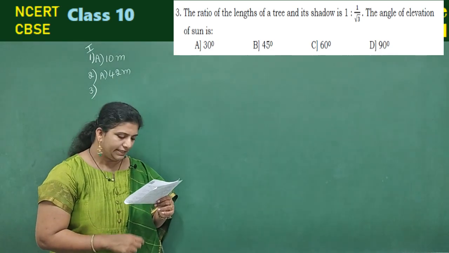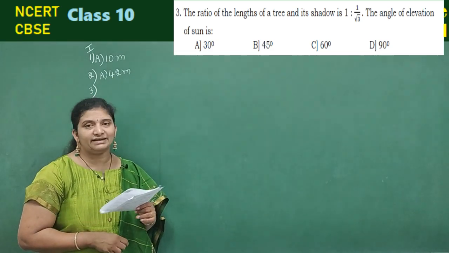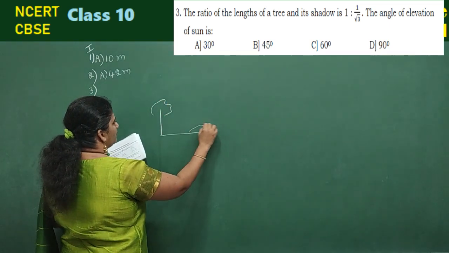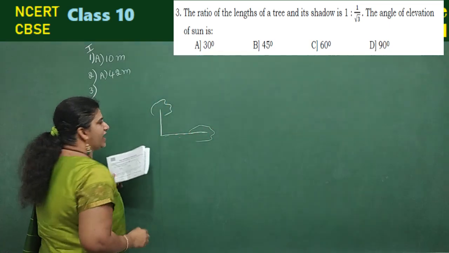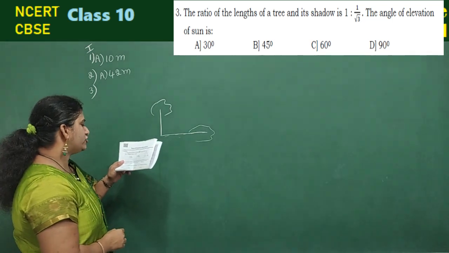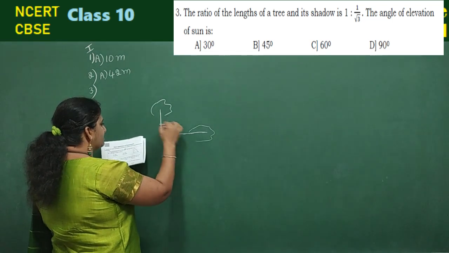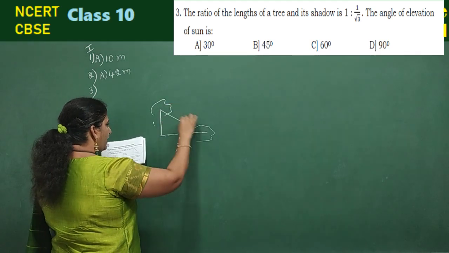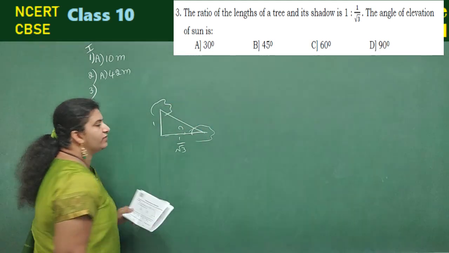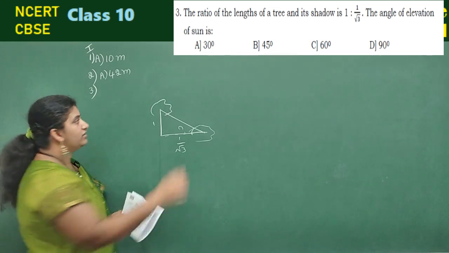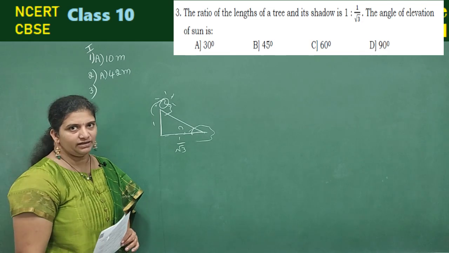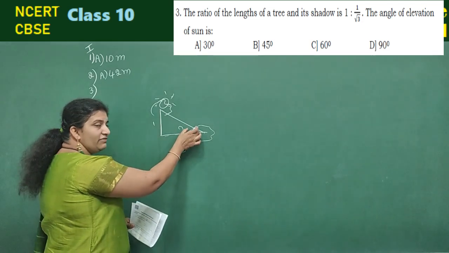Third problem. The ratio of the lengths of a tree and its shadow. This is a shadow. The ratio of lengths of a tree and its shadow is 1 is to 1 by root 3. Then what is the angle of elevation of the sun? We need to find the angle of elevation of the sun. This angle we need to find.